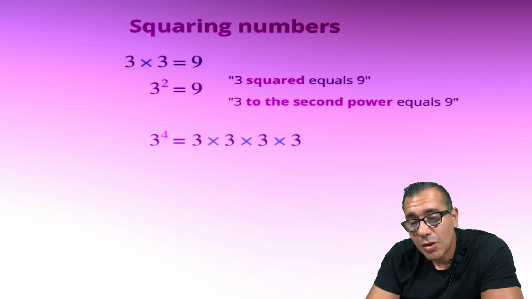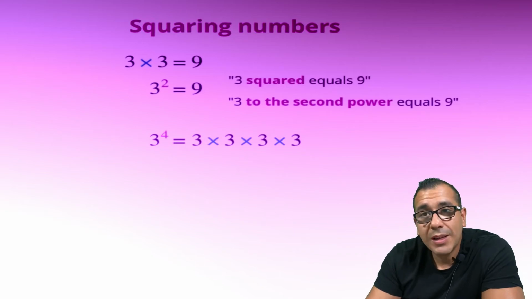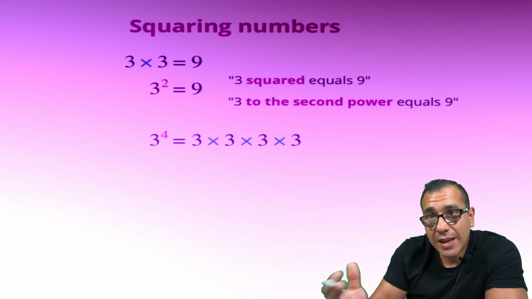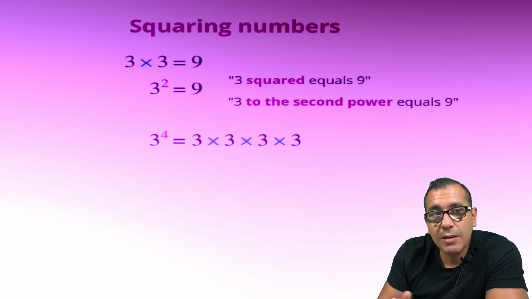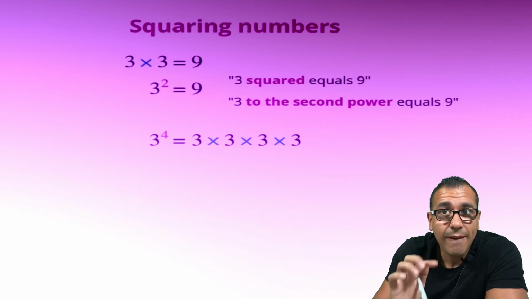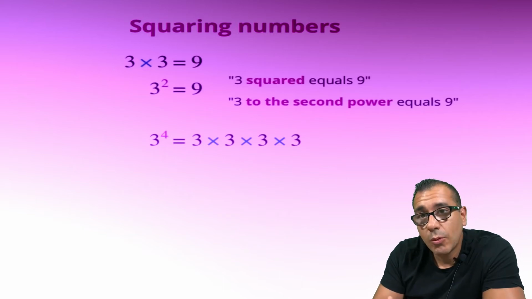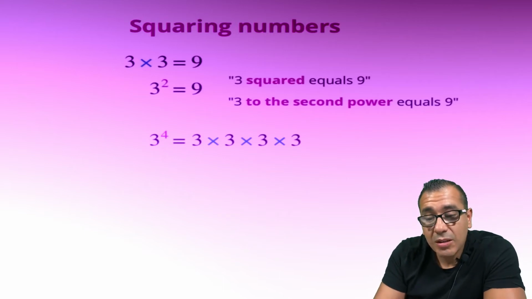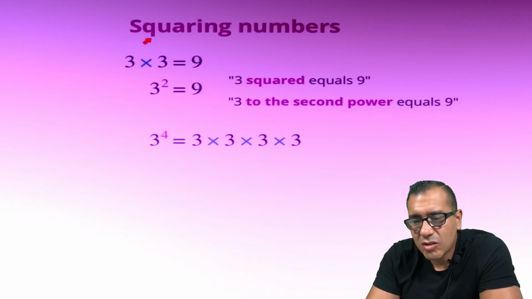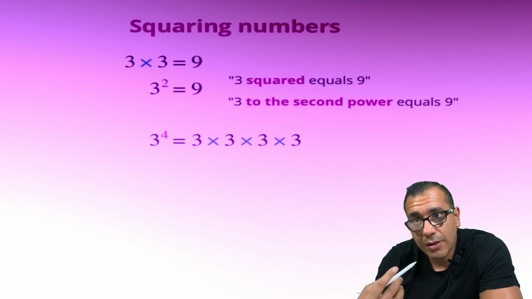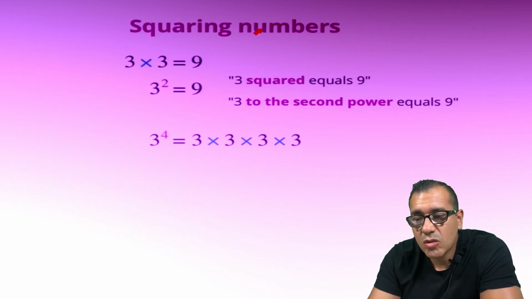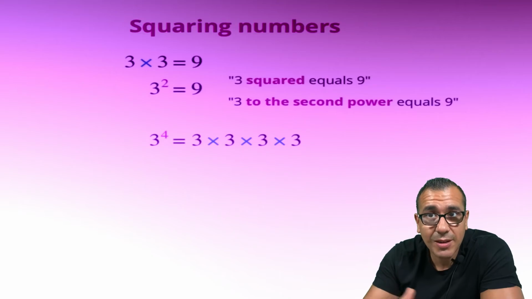But of course, we might multiply 3 many more times. Say I'm going to multiply 3 times itself 4 times, so 3 times 3 times 3 times 3. The way I would write that would be 3 to the 4th power. But today our focus is just square numbers, meaning I'm going to multiply some number times itself, and that's it. That's what squaring is referencing.